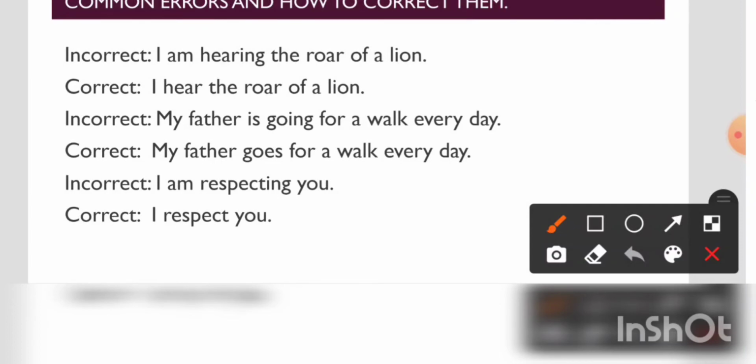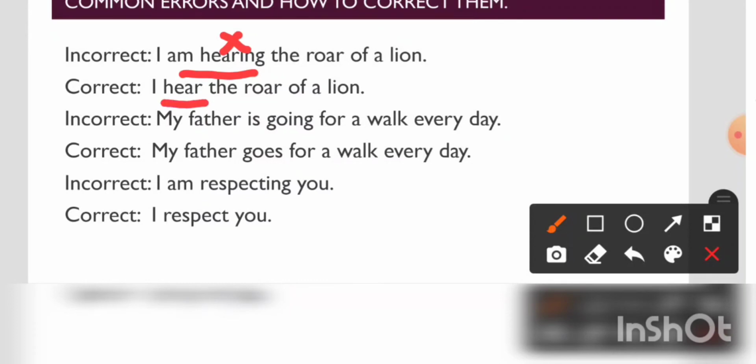I am hearing the roar of a lion. I am hearing. Is it correct or incorrect? Incorrect. Why? Because hear can't be used in continuous form. It can be used in present simple tense. So the correct answer is I hear the roar of a lion, not I am hearing the roar of a lion.